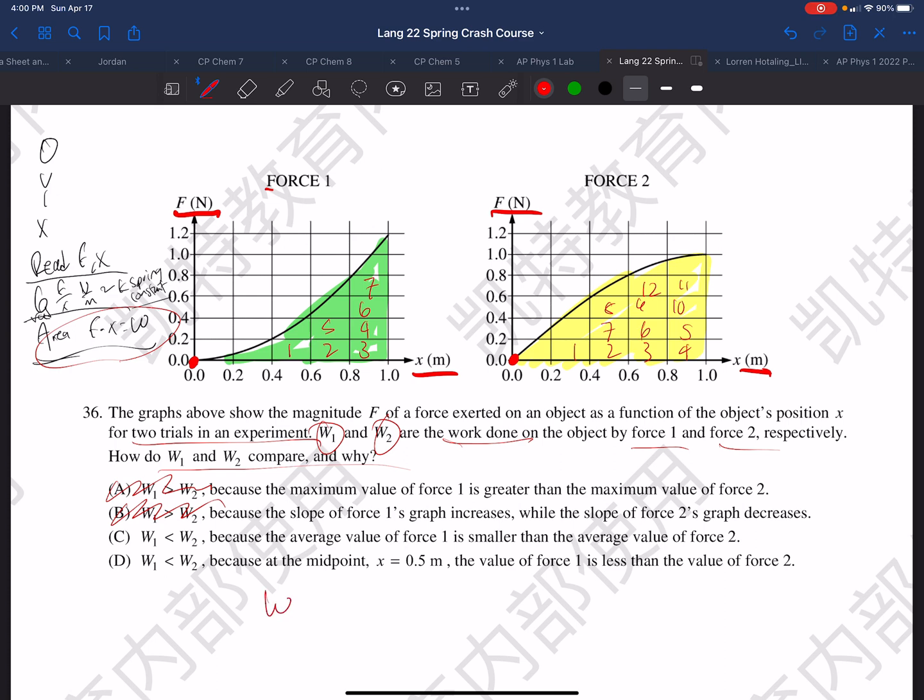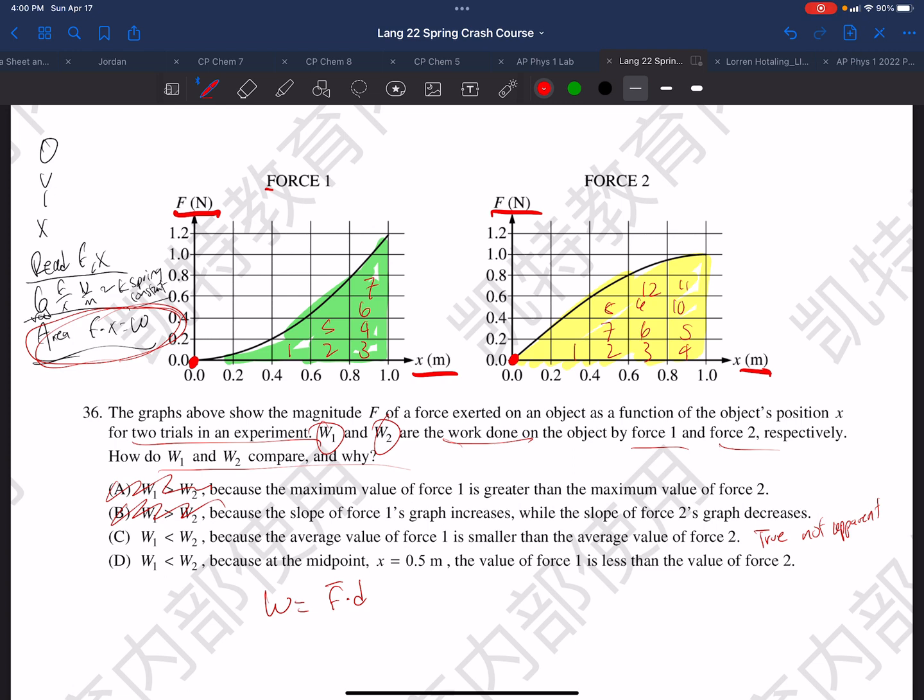Now, work is equal to the average force times the distance. This question is about the work, which comes about by the area. So C says work 1 is less than work 2 because the average force of force 1 is smaller than the average value of force 2. This is true, but it's not apparent. One could argue it.